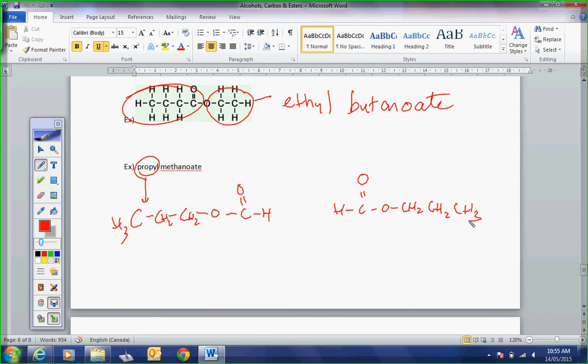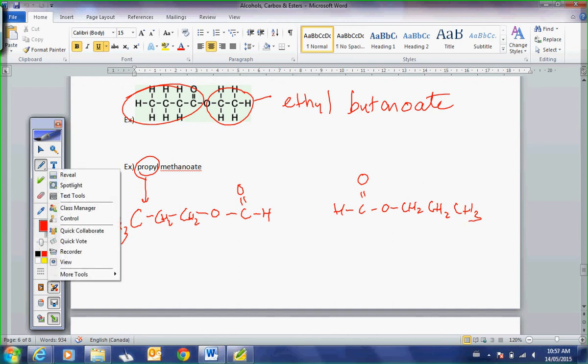Okay, yes? I've got an activity that we're going to do. It involves either ripping or using scissors. So if you've got scissors, you can get them out. And you are going to make some esters by this.